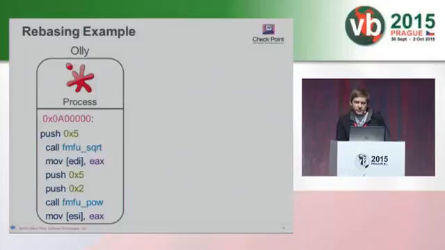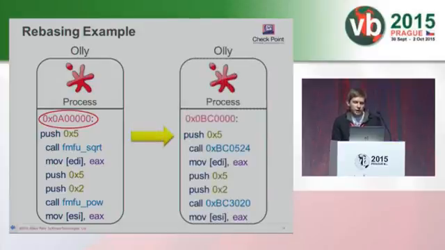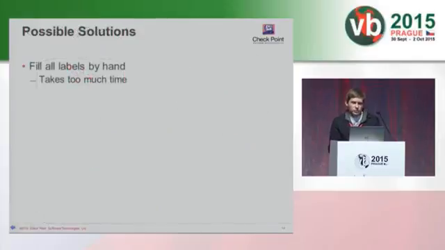Here's an example. On the left, we have a module mapped at the image base that you can see on the screen. We have the IDB that contains that module also mapped at this address. And on the right, we have the same module but mapped at a different image base. What can we do?